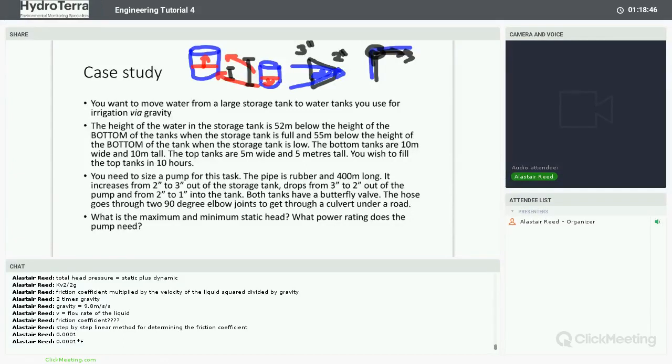So the friction coefficient is just a multiplier we use to tell us how much extra pressure needs to be exerted on liquid to overcome the friction in all the pipes we're using to move a liquid. And as I said, it's a very step-by-step linear method for determining this.